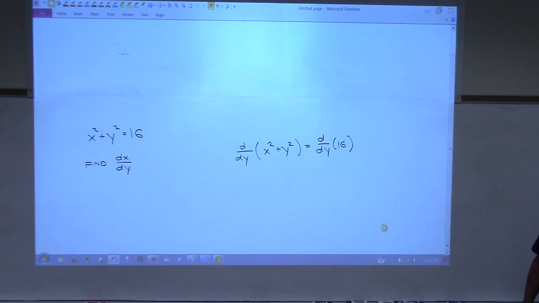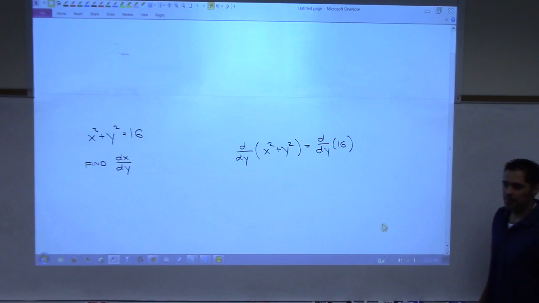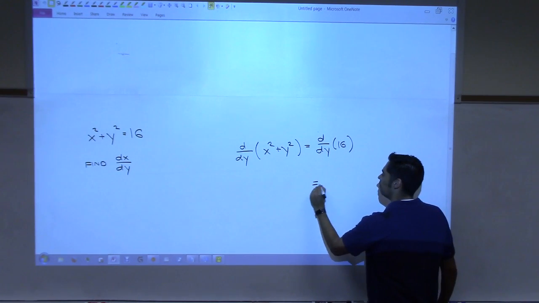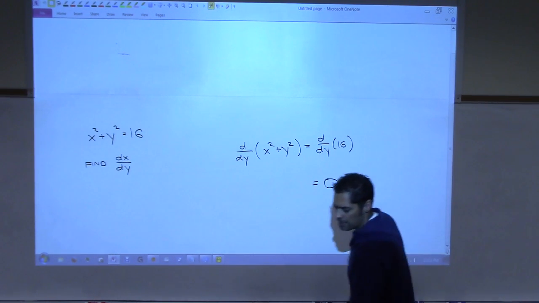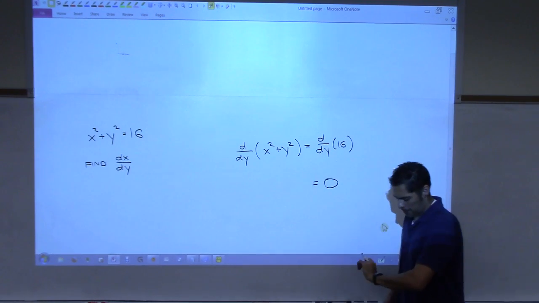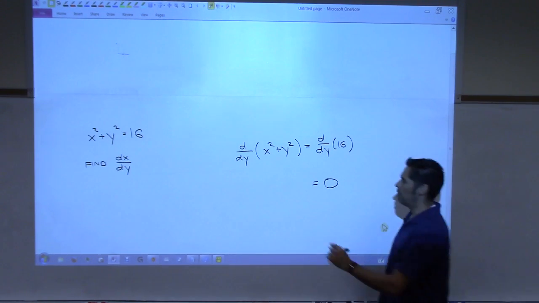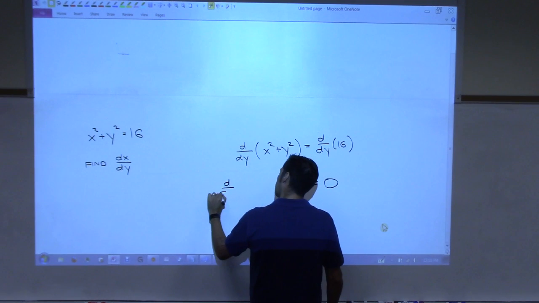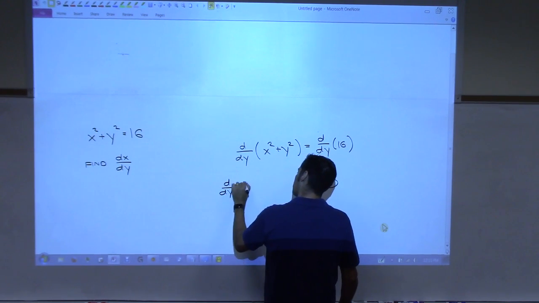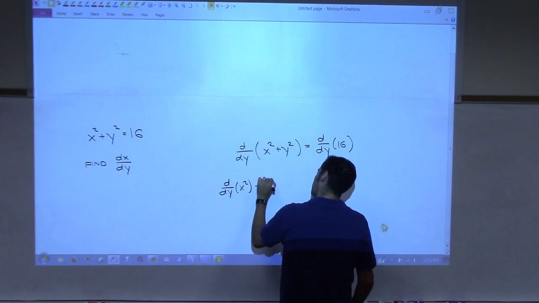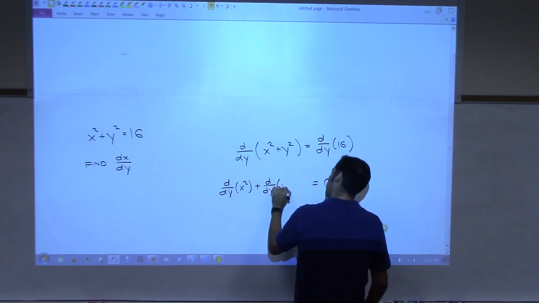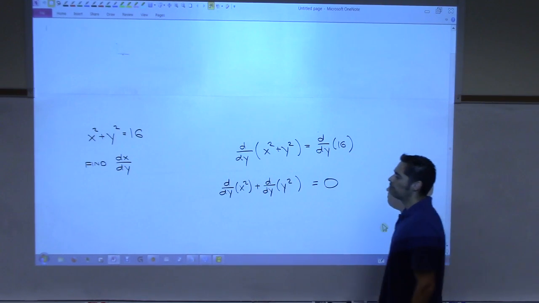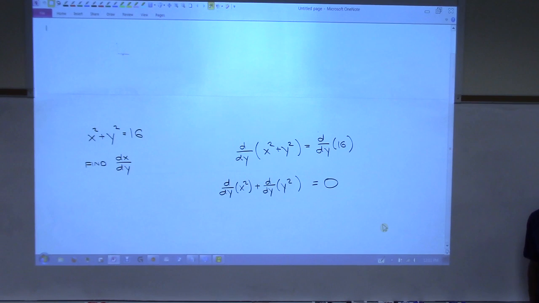And the derivative on the right side is the easier one, right? Yeah. That's a 0. But here's where we have some differences. Let me split it up. d/dy of x squared plus the derivative with respect to y of y squared. So how is this going to be different?